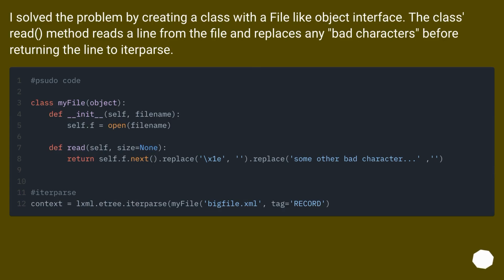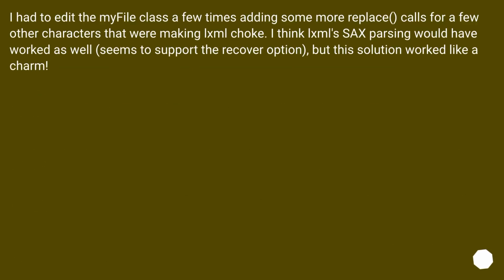I solved the problem by creating a class with a file-like object interface. The class read method reads a line from the file and replaces any bad characters before returning the line to iterparse. I had to edit the myFile class a few times, adding some more replace calls for a few other characters that were making lxml choke. I think lxml SAX parsing would have worked as well, it seems to support the recover option, but this solution worked like a charm.